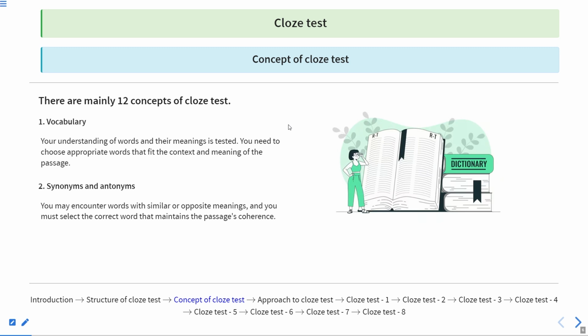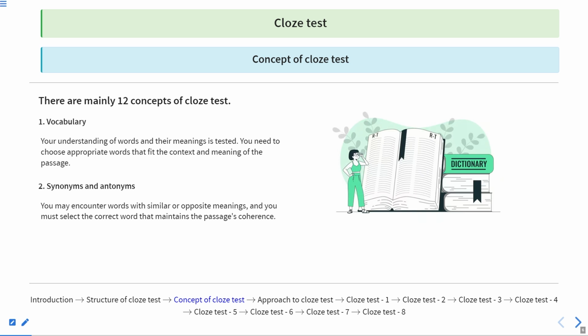So there are 12 main concepts of cloze test. Number 1 is vocabulary, where our understanding of words and their meaning is tested. We need to choose the appropriate words that fit the context and the meaning of the passage. So if the passage is given to us, then there are many words which are given as a choice to us. We will have to choose which particular word best suits the meaning. And that is done through vocabulary. Our understanding of vocabulary is tested through cloze test.